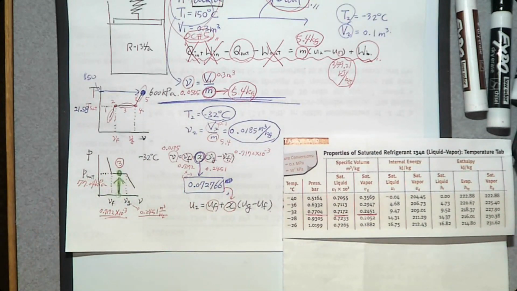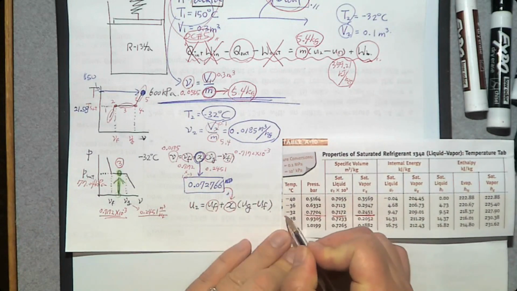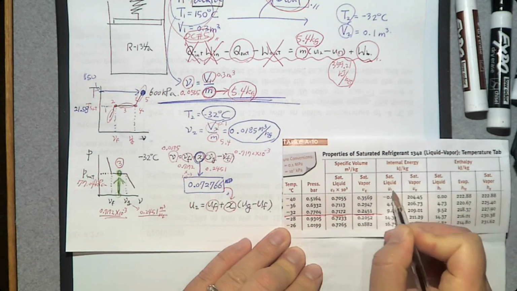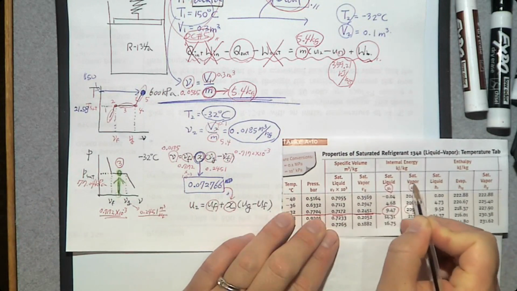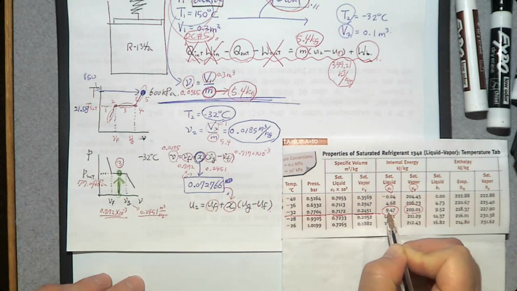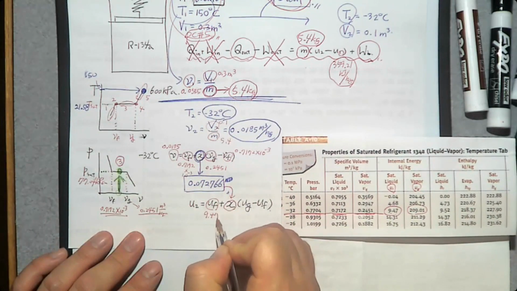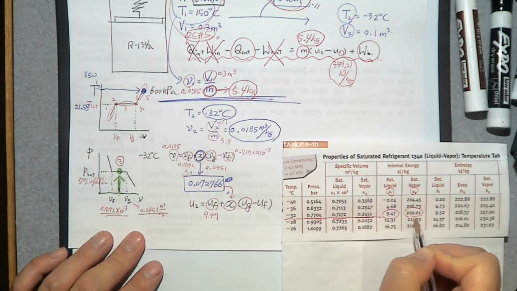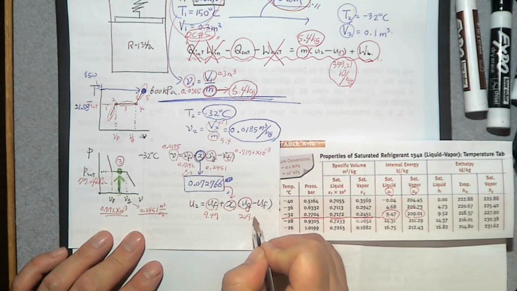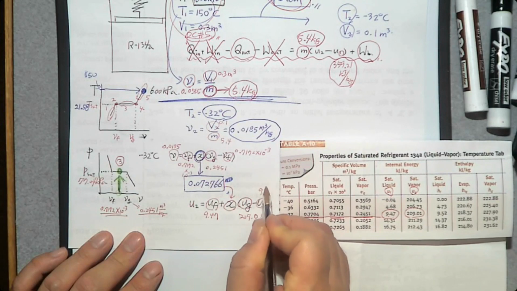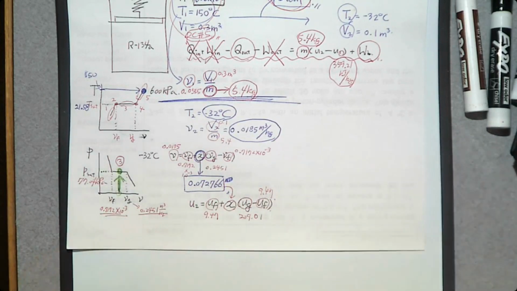The temperature is minus 32. So where is UF? This one. So the value is 9.47. What about UG? 209.01. So on this line, this one is UF, this one is UG. So UF is 9.47 and UG is 209.01. So you have everything. Can you determine U2? Yes, you can.